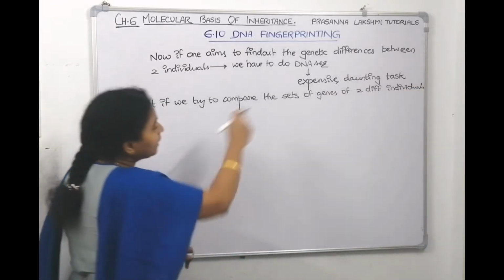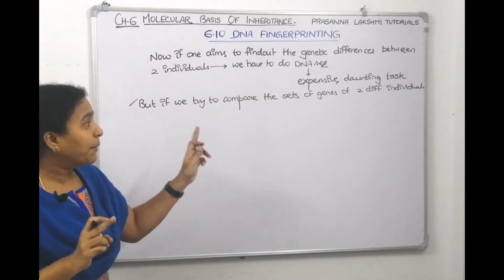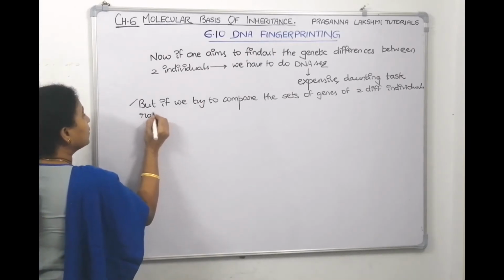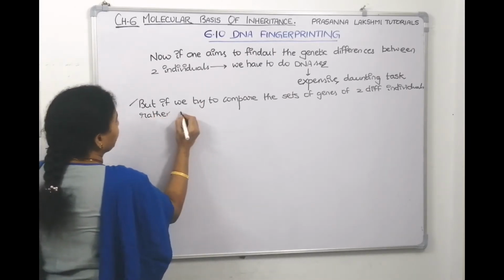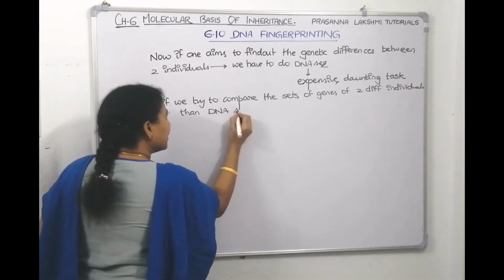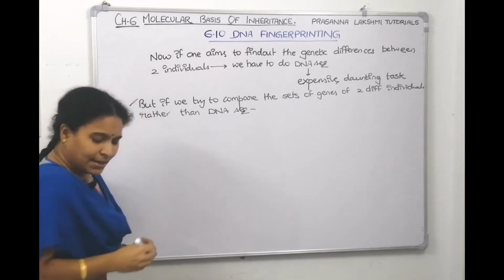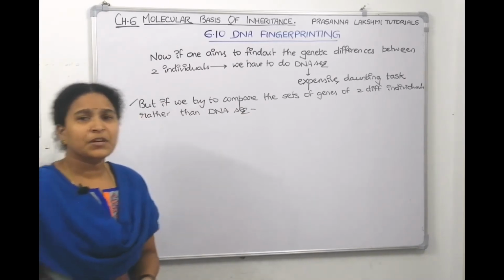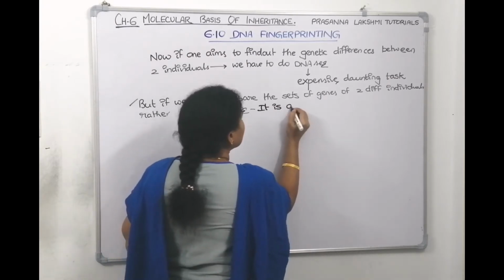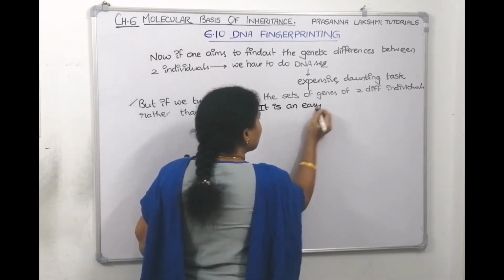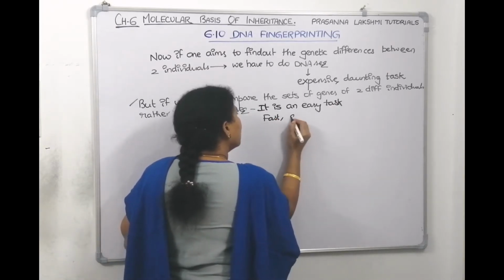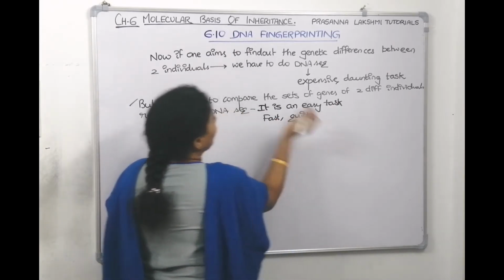Instead of completely doing the sequencing, if we just try to compare the sets of genes of two individuals rather than DNA sequencing, it is an easy task. Instead of sequencing, if you just cut it and compare, it becomes an easy task. It is easy, quick and fast, isn't it?